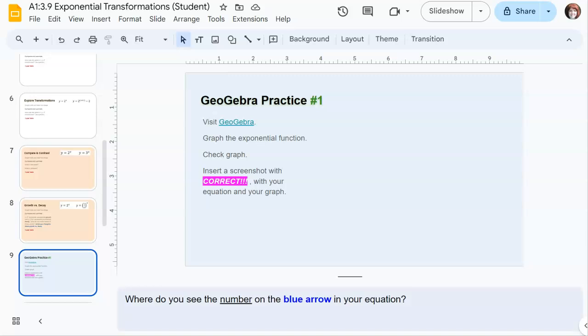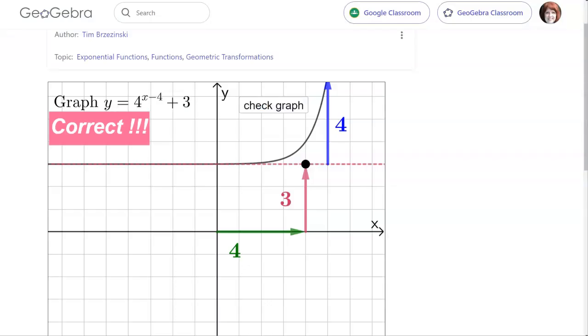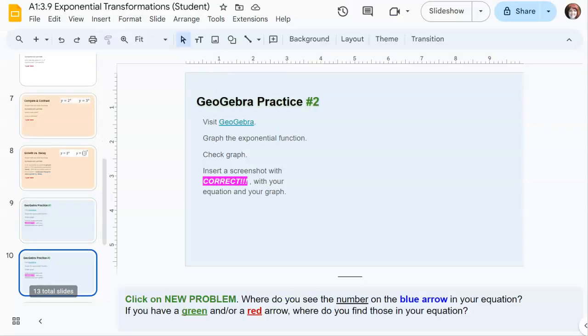I'm asking them to describe the meaning of that number that has the blue arrow in their equation. If we go into GeoGebra, that blue was actually the base, the 4 that's not in the exponent, the base of the function itself. The minus 4 was the green arrow, it went right 4, and the plus 3 was the red arrow, it went up 3. On the next slide, I'm asking about all 3, the blue arrow, the green, and the red. They don't all have green and red, so just whatever they have, they'll describe.